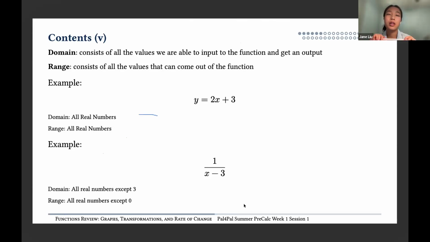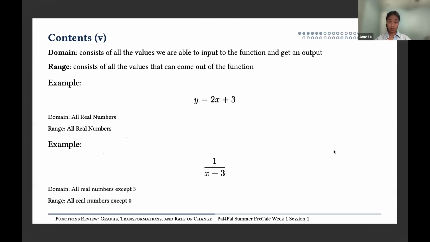So we want to make sure that we are considering what can and cannot be included in a domain and range when we're looking at each function. So, giving two examples, the first example is y equals 2x plus 3. In this function, the domain would be all real numbers, as you can input all the real numbers into the function. And the range is also going to be all real numbers, because depending on the x input, you can get all possible real numbers out of the function.